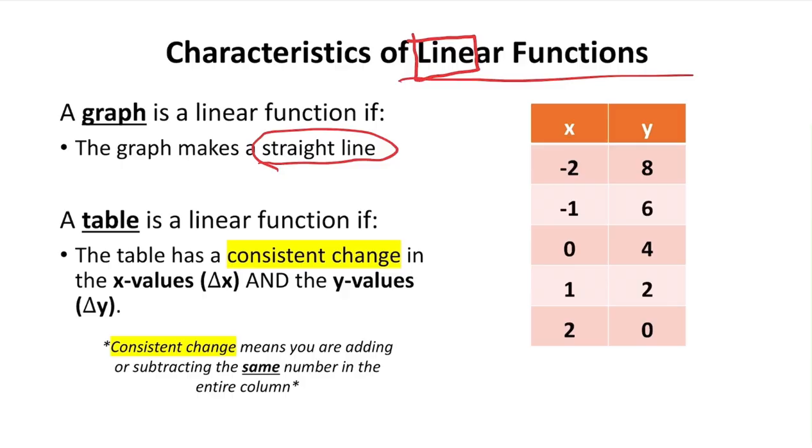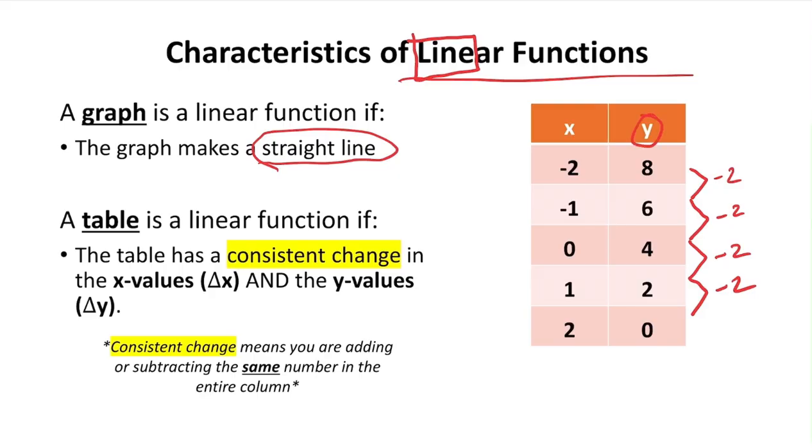You look for what is called consistent change with the y and the x. So all you do is look over here. From 8 to 6, that's getting smaller by 2. From 6 to 4, smaller by 2. 4 to 2, smaller by 2. All the way down, if that stays the same. Always check your y's first. Normally those will be the ones that are different. It can be the x's, but it's most likely going to be in the y's.